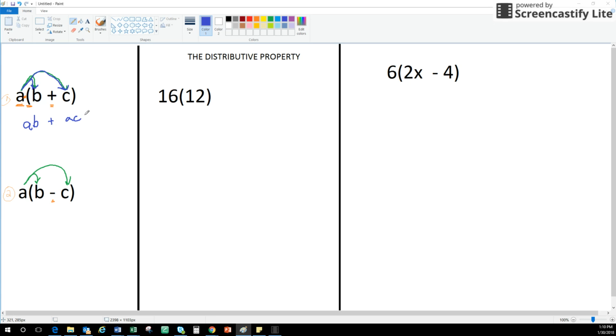Now, if we don't like formulas, we'll see how this plays out with numbers in a second. And at the bottom, it's the same thing. I do the a times b, I keep the subtraction symbol, and I do a times c, whatever c is going to be. All right, so these are the basic guidelines on how the distributive property works. And in the live lesson, we'll go over some different ways of actually applying the distributive property and using it.